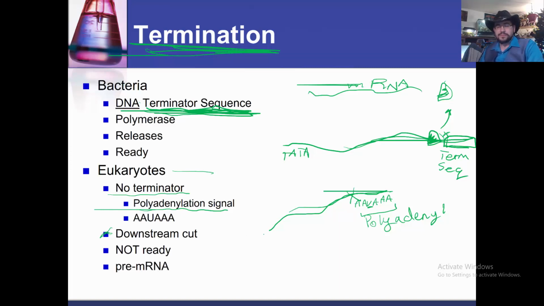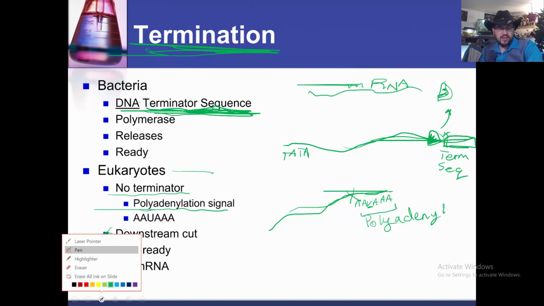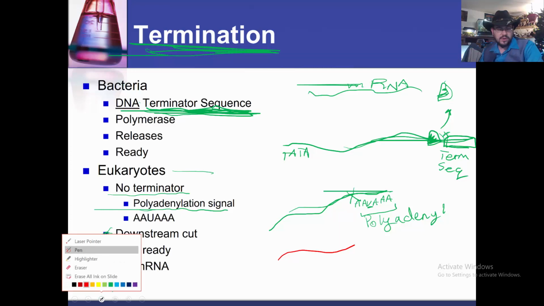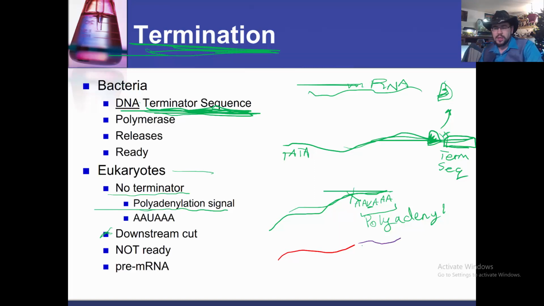Okay, so our transcript that is produced when we cut it from the polyadenylation signal, right? This is called pre-mRNA. So here's my little sequence that was cut off. Here's my polyadenylation signal. Right? I've cut it right here. So I've released the transcript, and this transcript is called pre-mRNA.